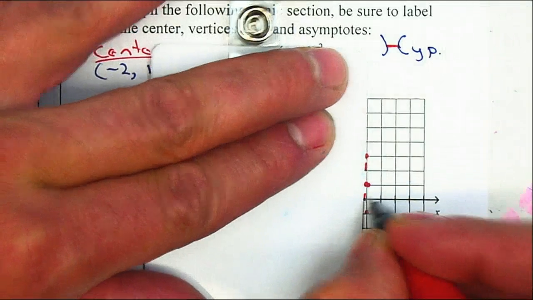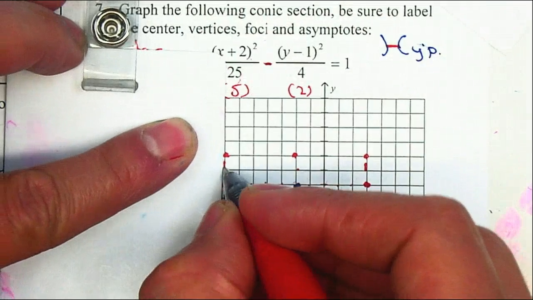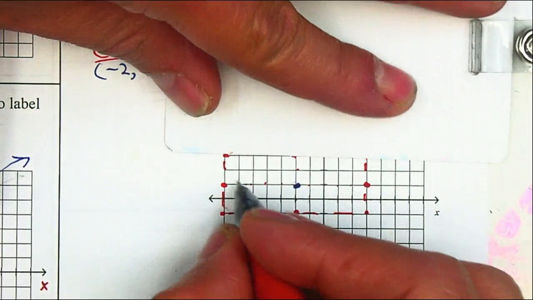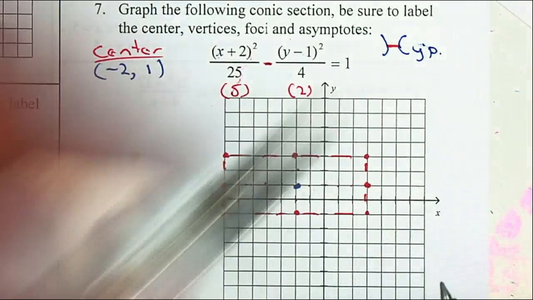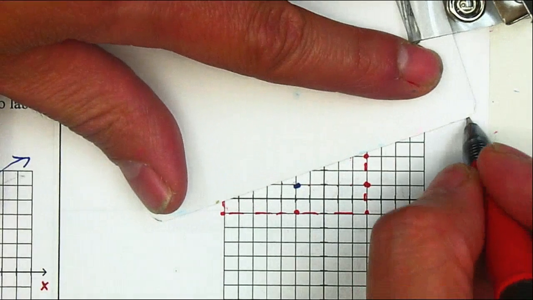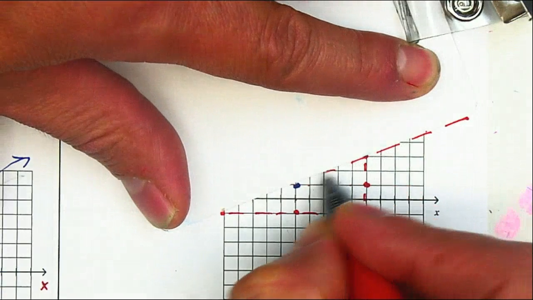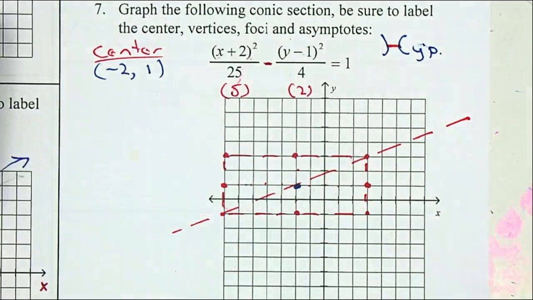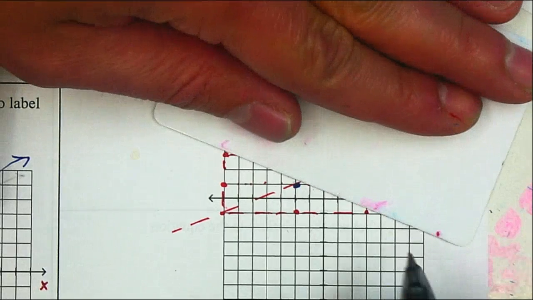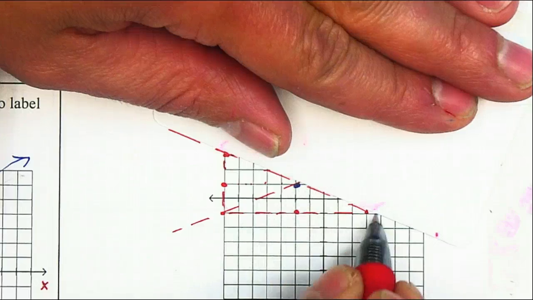Now if you don't want to draw the box and you just want to connect your corners to form your asymptotes, that's fine as well. But for now I'm just going to go through the whole process. And I'm going to connect my corners all the way through. And those are called the asymptotes. The asymptotes are helpful because that's going to help you sketch your hyperbola correctly.